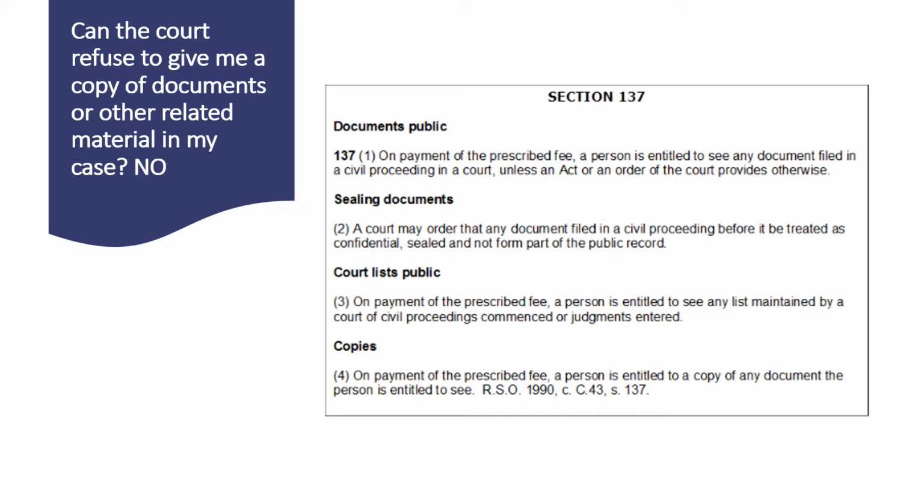And then it says under 137 sub 4, on payment of a prescribed fee, the person is entitled to a copy of the document. So considering the fact that I required basically 2 pages from 5 different documents, 20 pages in total, I certainly did not require a court order or judgment from a court in order to have them release the paperwork. Again, I ask the question, what is the court trying to hide?